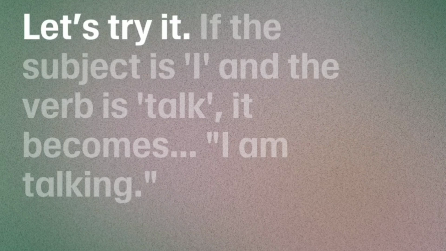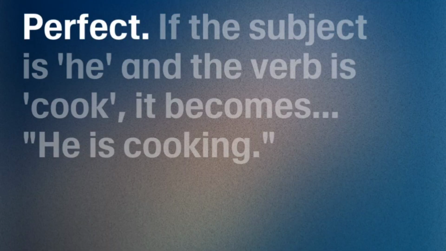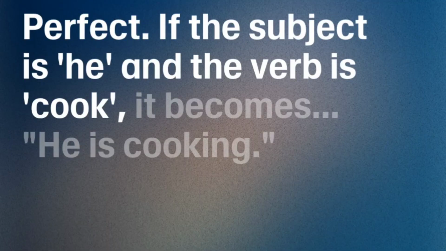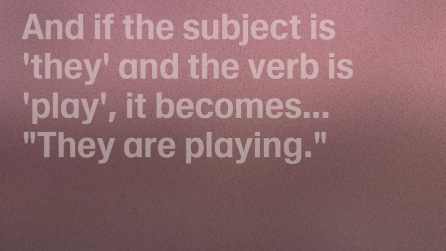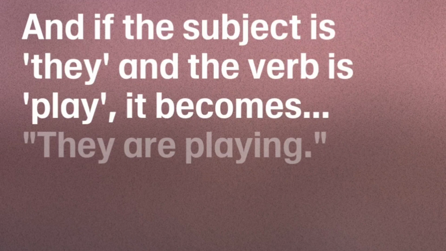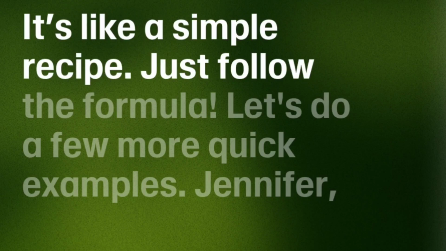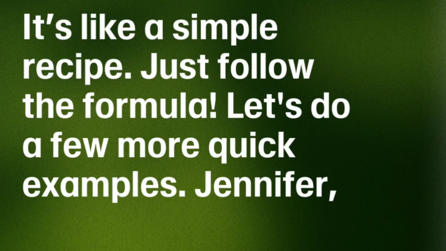Let's try it. If the subject is I and the verb is talk, it becomes I am talking. Perfect. If the subject is he and the verb is cook, it becomes he is cooking. And if the subject is they and the verb is play, it becomes they are playing. It's like a simple recipe. Just follow the formula. Let's do a few more quick examples.